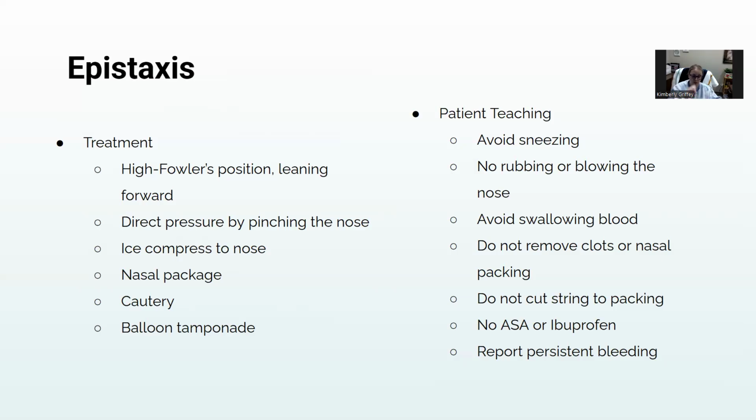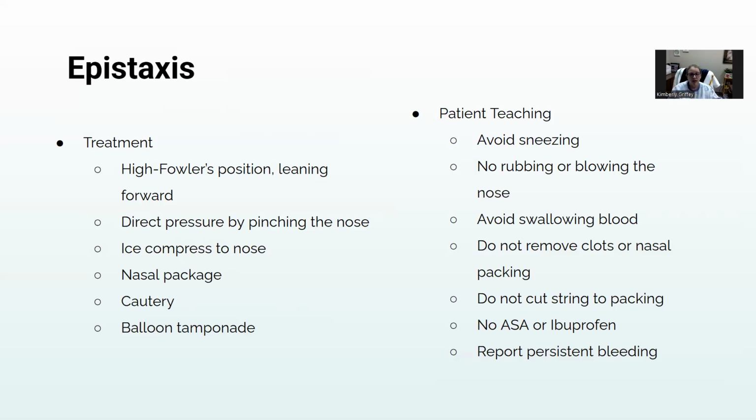If it's severe enough, they may need a nasal package, what we call like a nasal tampon. So they shove this cotton up in there and it expands. And it just kind of helps put pressure on those bleeders. They may need a balloon tamponade, so it's the same thing. So they'll put like a balloon up there and they'll inflate it to kind of help compress those vessels.